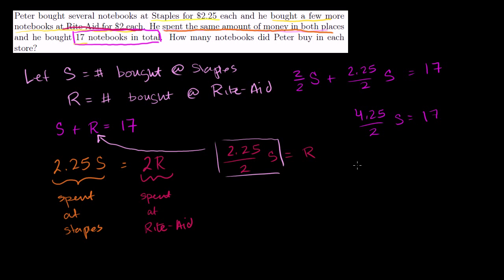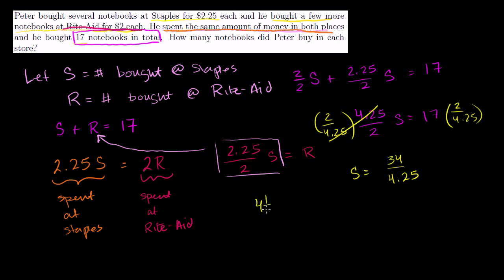I'm avoiding doing any hard math just yet. Let me multiply both sides by the inverse, 2 over 4.25. It's a little bizarre to have an expression with both a fraction and a decimal, but it's not illegal. So multiply both sides by 2 over 4.25. These cancel out, and so you get S is equal to 17 times 2, which is 34, over 4.25. And actually, I can eyeball that. That looks like that should be equal to 8, right?